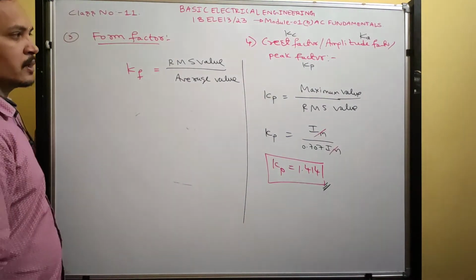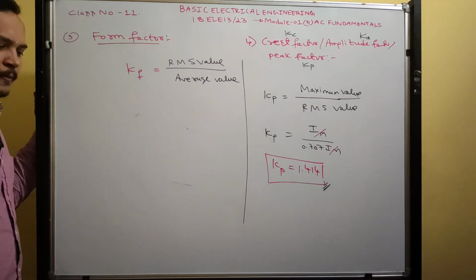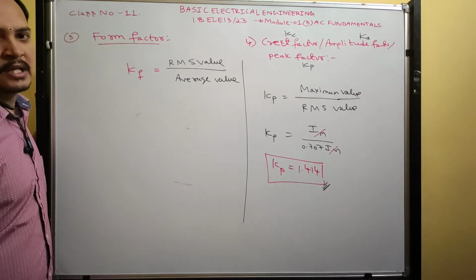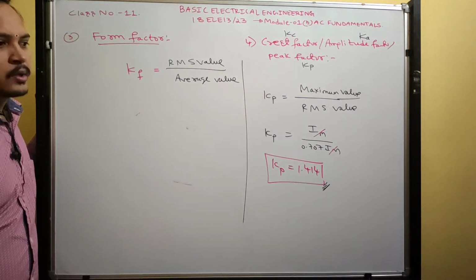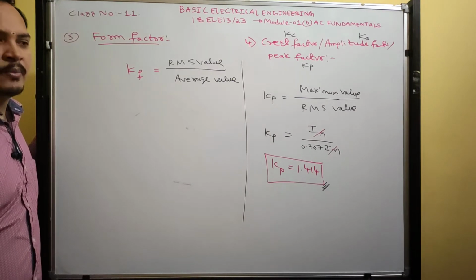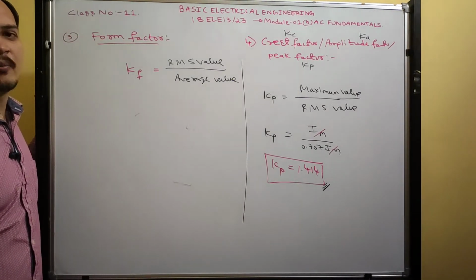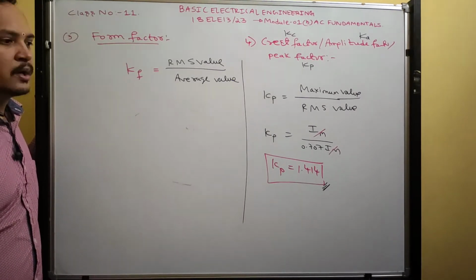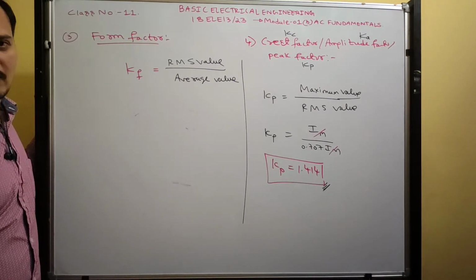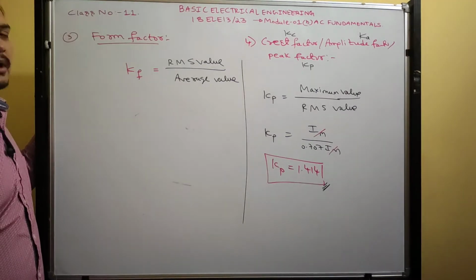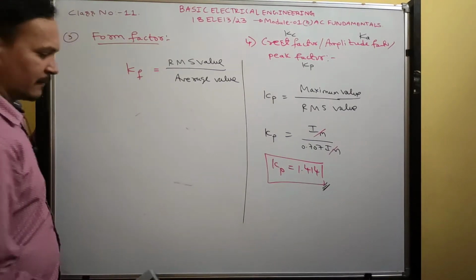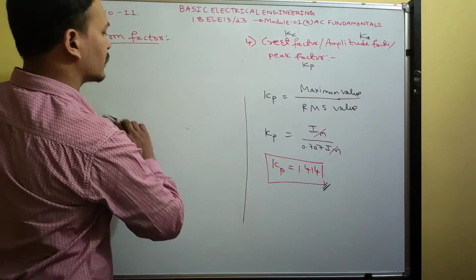So average value we use for DC quantities and RMS we use for AC quantities. But remember, in practice every waveform will have DC as well as AC components. If you assume a pure AC waveform, there will be 5 to 10% of DC component in it. And if you consider pure DC, 5 to 10% AC will be there. So we need to separate those components so that we get pure supply.